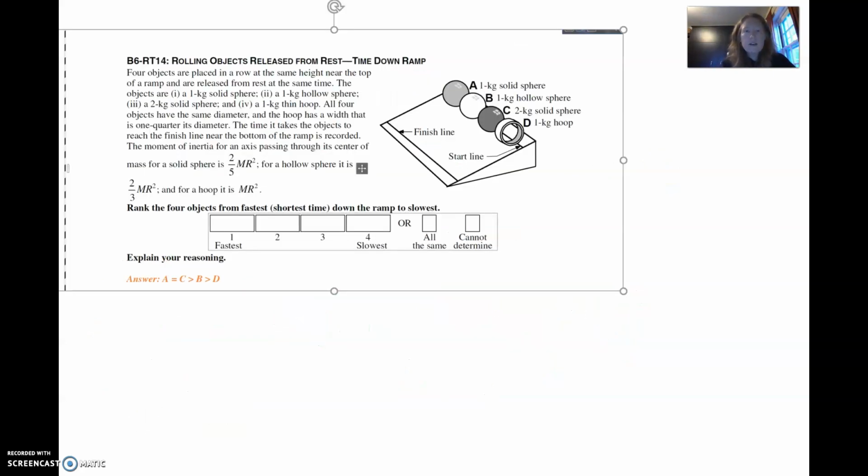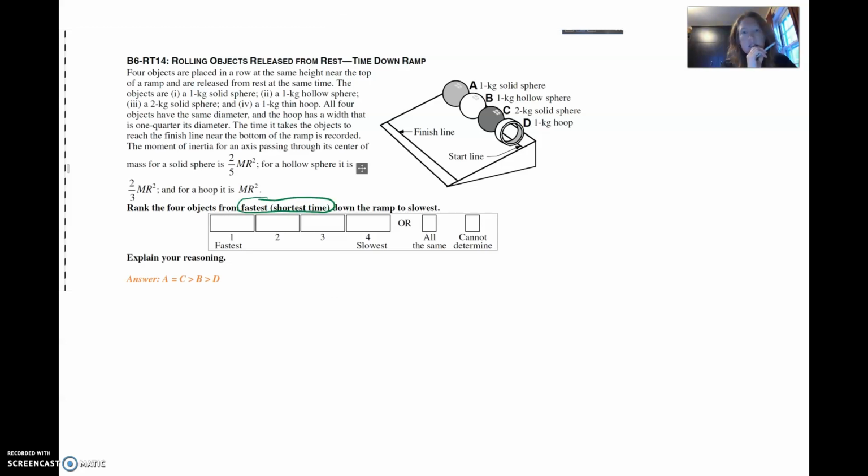For number 14, we're comparing all of these objects and what portion basically of their energy is going to be in the form of translational kinetic energy versus rotational kinetic energy at the bottom of this ramp, because we want to know which one's going to get there first. And so we know, for instance, that they all are going to start out with the same, well, one of them's got more mass, but they all start at the same height, and then they're going to come down to the bottom with a combination of translational and rotational kinetic energy at the bottom.